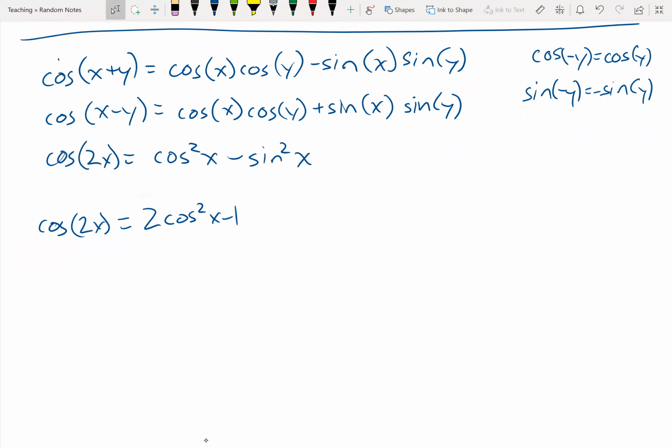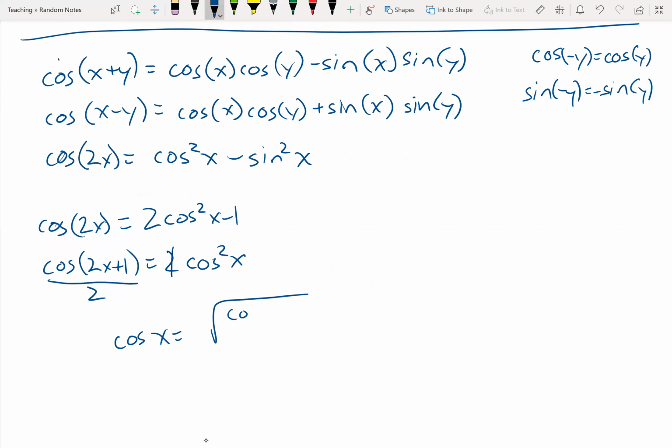So first I'm going to add 1 to both sides. So I'll have cosine of 2x plus 1 equals 2 cosine squared x. And then I'm going to divide both sides by 2. For this, I'm not going to bother with writing a whole other line. And then I take the square root. So cosine x then equals the square root of cosine of 2x plus 1. Oops, that plus 1 isn't supposed to be in parentheses.